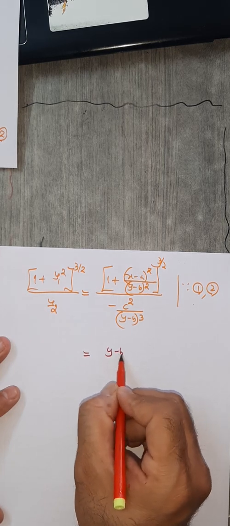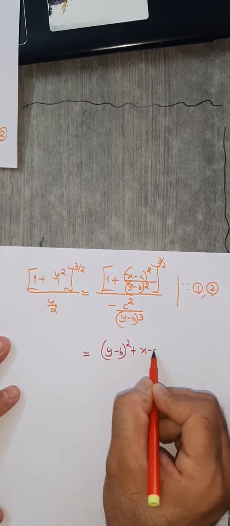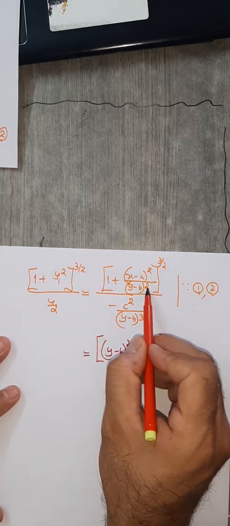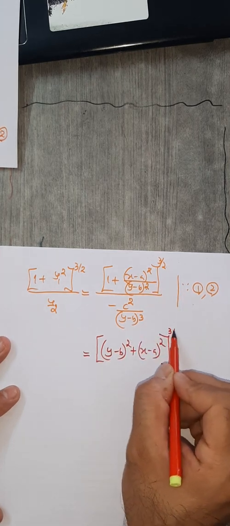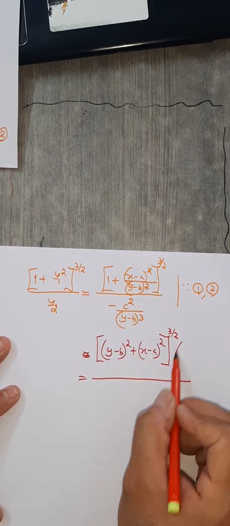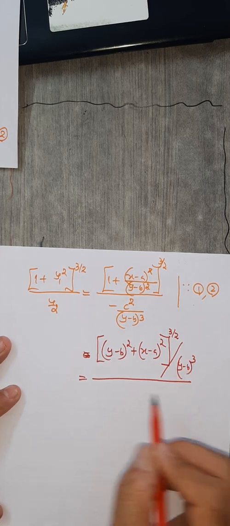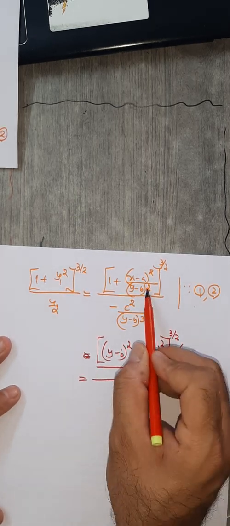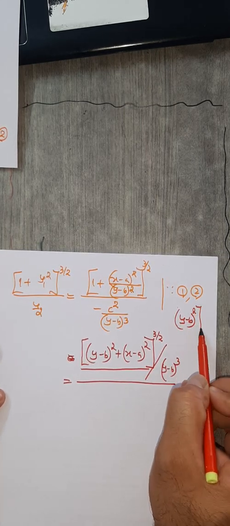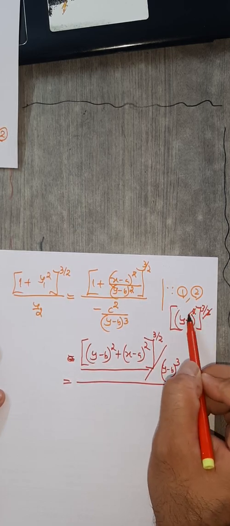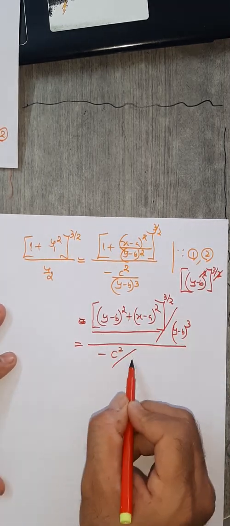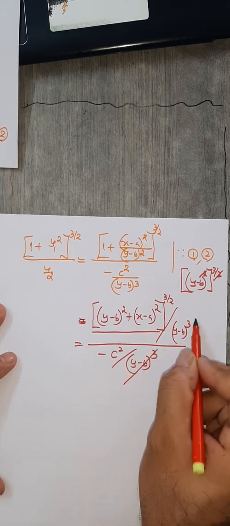So here y minus b the whole square plus x minus a the whole square, taking y minus b whole square as LCM. Now this square and this square root will get cancelled. So this will come as y minus b the whole cube. This expression upon, see, if you take this outside, it's like this, y minus b the whole square raised to 3 by 2. So this 2 will get cancelled, so it will come as cube here, upon this minus c square upon y minus b the whole cube. So this will get cancelled finally.